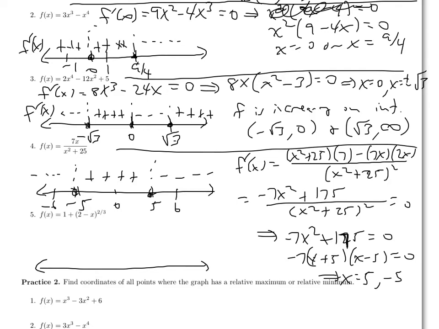Finally, number 5, the derivative is a little bit weird looking. The derivative here is 2/3 times 2 minus x to the negative 1/3 times the derivative of the inside. It's the chain rule. But the derivative of the inside here is just negative 1. And so we end up with negative 2/3 times 2 minus x to the negative 1/3.